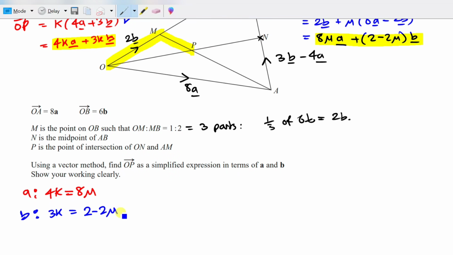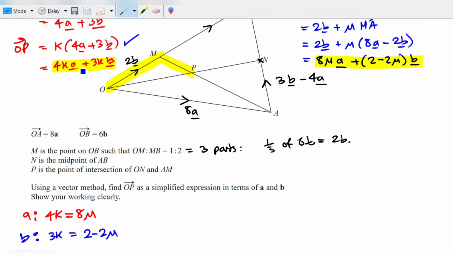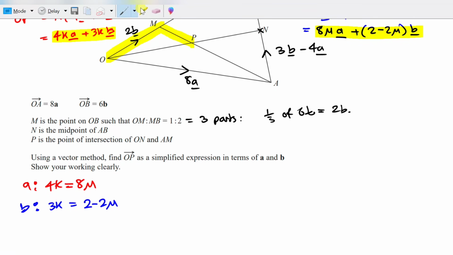And that's it, guys. Solve this simultaneously, find the value K, substitute back in the OP equation, and you're done. So let's do it right now. I'm going to go ahead and simplify the A equation. We've got 4K equals 8 mu. If you divide 4 across, you're going to have K equals 2 mu.